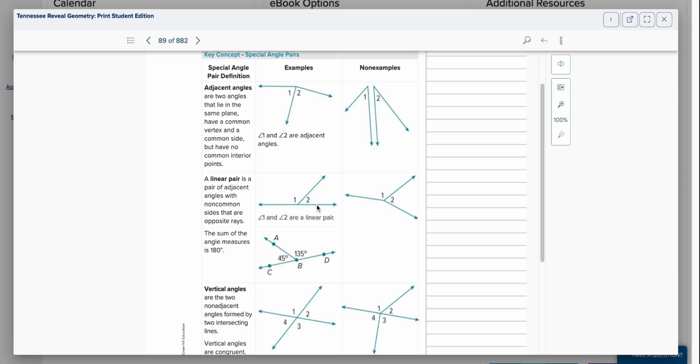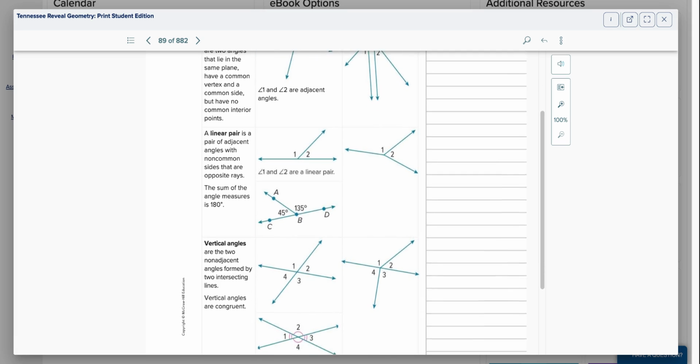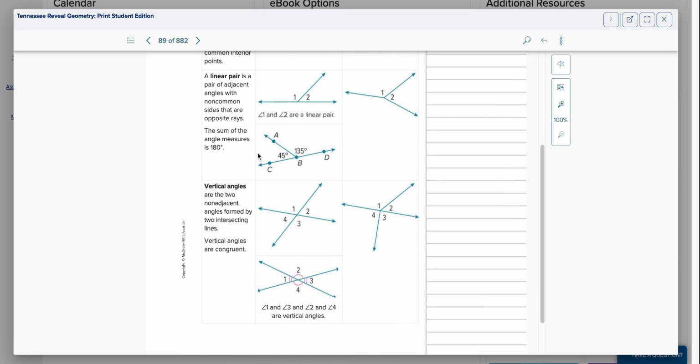Linear pair, it's basically your straight angle because they have opposite rays that connect. Linear pair means you have two angles that are sitting right next to each other, but they make a straight line. So angle 1 and angle 2 combine to make a straight line. These are a non-linear pair because they don't make a straight line. Yeah, they're adjacent, but they do not make a straight line, so they're not a linear pair. They have to form 180 degrees.